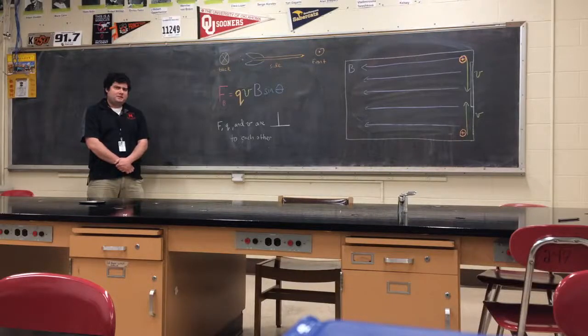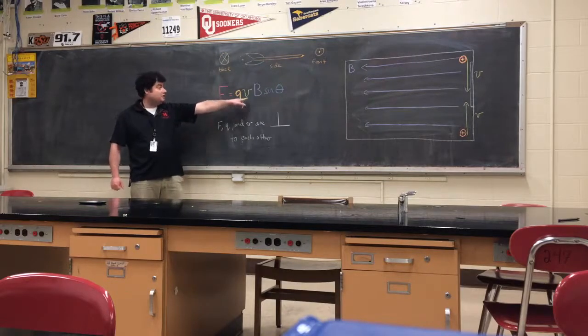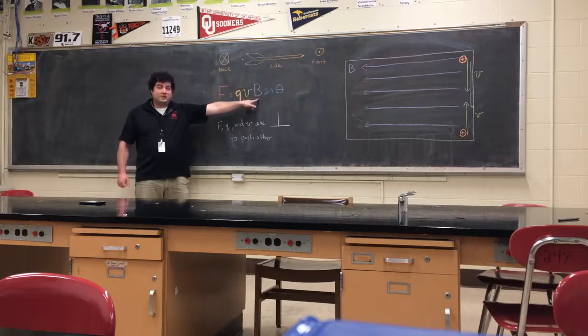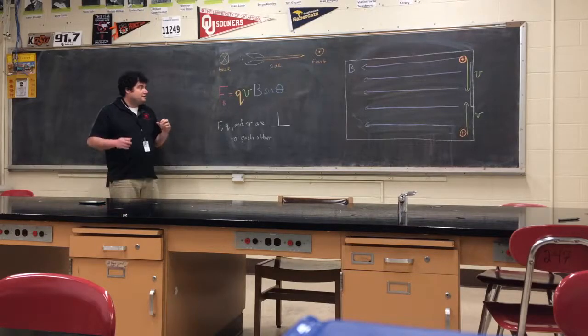I'd like to talk about the magnetic force on a charged particle that's moving. This is the equation for it. F_B, the magnetic force, is equal to Q, the size of the charge, times V, how fast it's moving, times B, the strength of the magnetic field. What's weird about this equation is that Q, V, and B are all mutually perpendicular to each other.